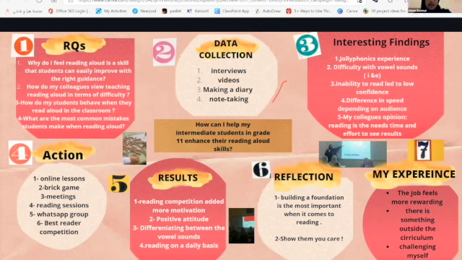As for the results, the reading competition really added more motivation to the students. Because they were getting better at reading, they had a more positive attitude towards the English subject itself, and they were now able to differentiate between the vowel sounds. And I'm not going to say that they are now reading on a daily basis, but they're almost reading on a daily basis.